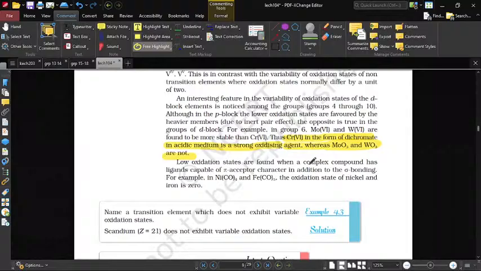Low oxidation states are found when complex compounds have ligands of pi acceptor character in addition to sigma bonding. For example, Ni(CO)4 and Fe(CO)5: the oxidation states of nickel and iron are 0.